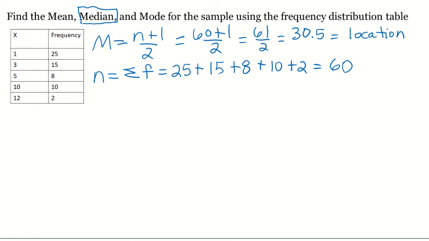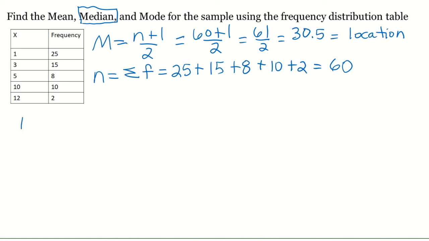So now the next thing we need to do, since we don't have our data all written out for us, we can't just count it. We need to figure out which of these x values are occupying which positions so that we can find this 30.5 position and identify which data is associated with it.